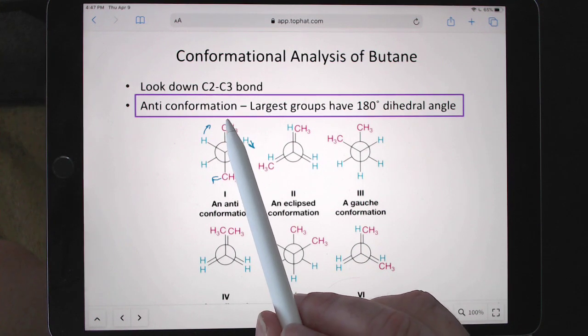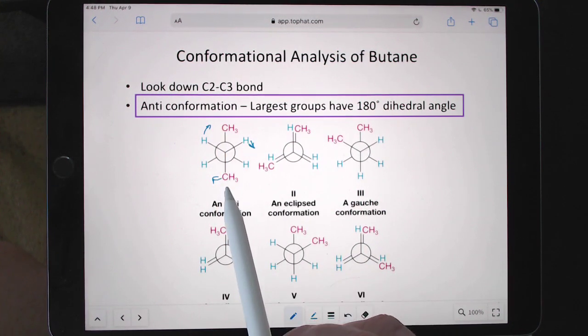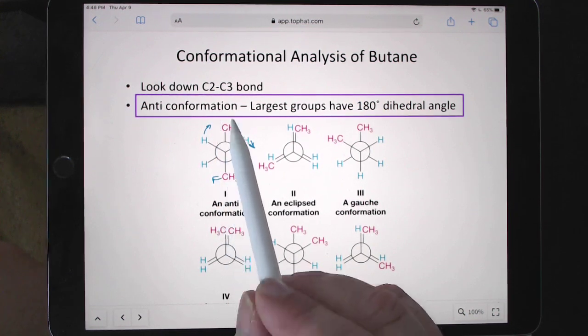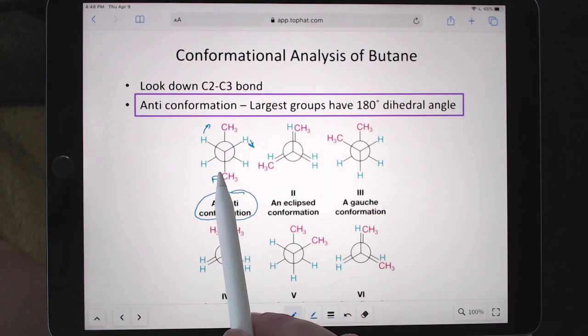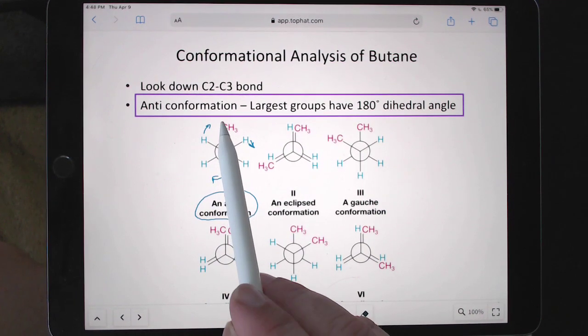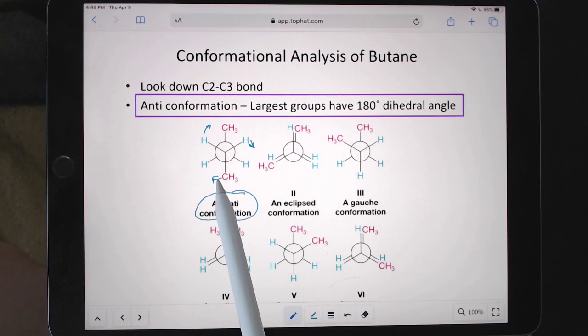If the 2 big groups that are hanging off here are opposite each other, their dihedral angle is 180 degrees. That's what's called the anti conformation. So if you have one non-hydrogen in the front and one in the back, getting into this form is going to be the lowest energy because you have the 2 big things farthest apart.